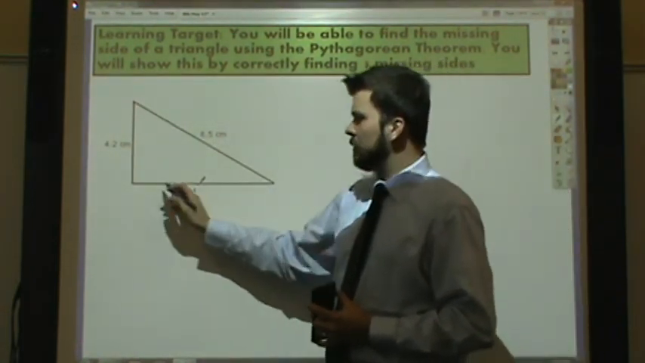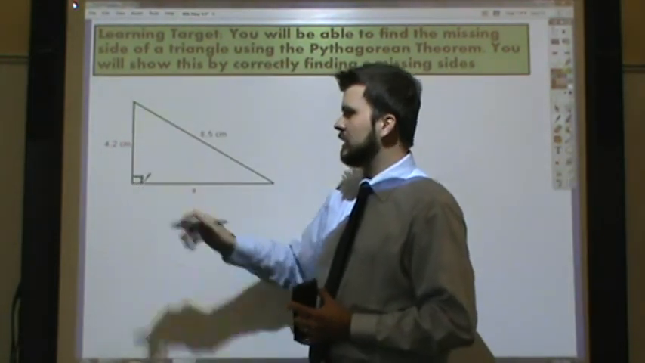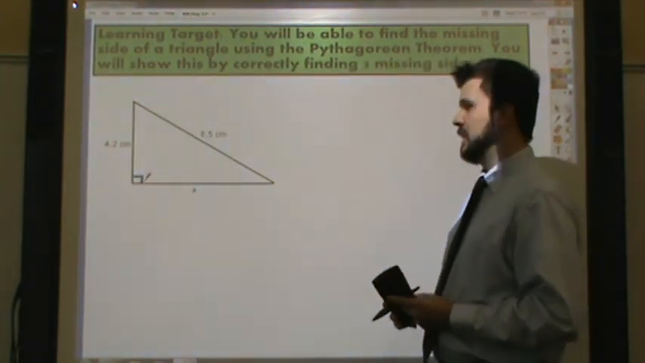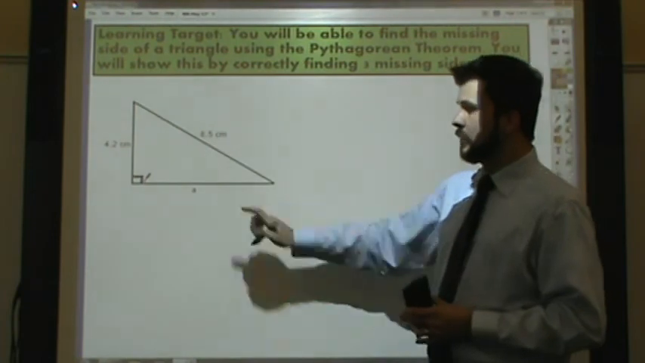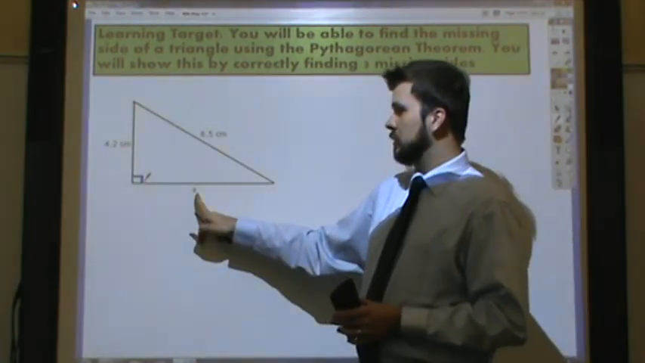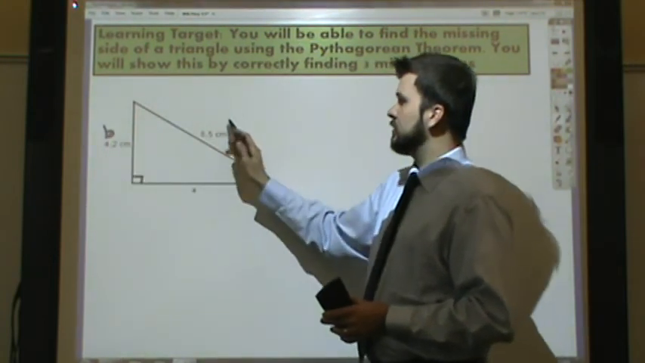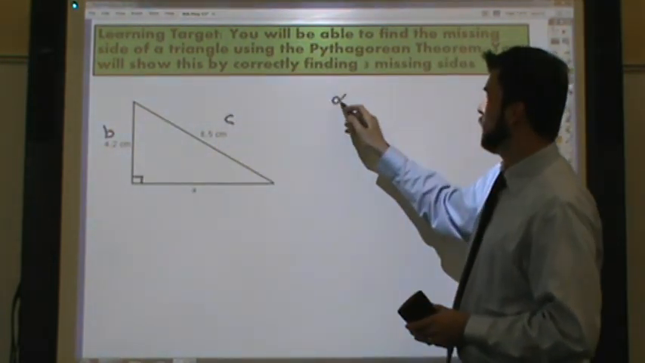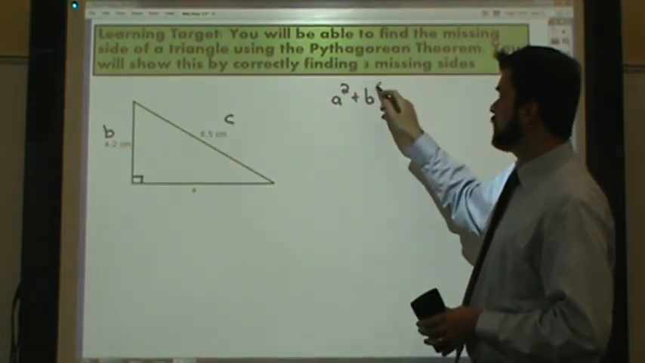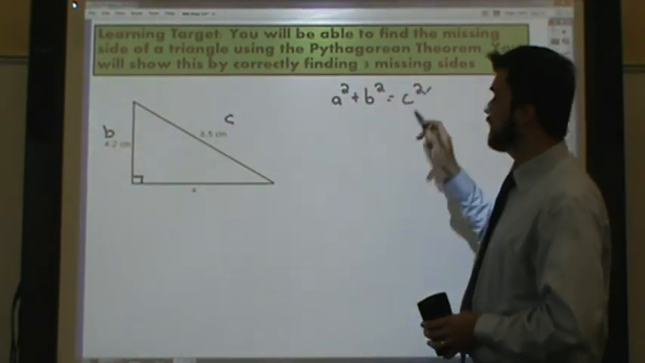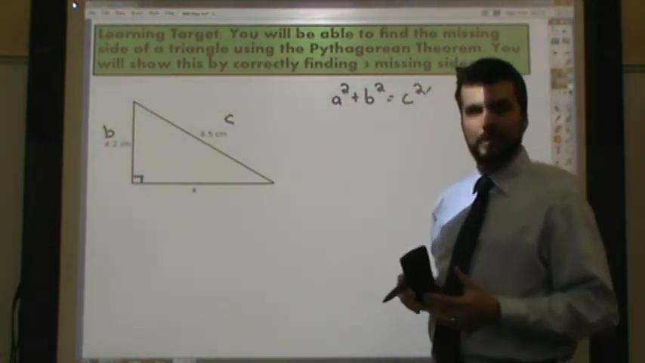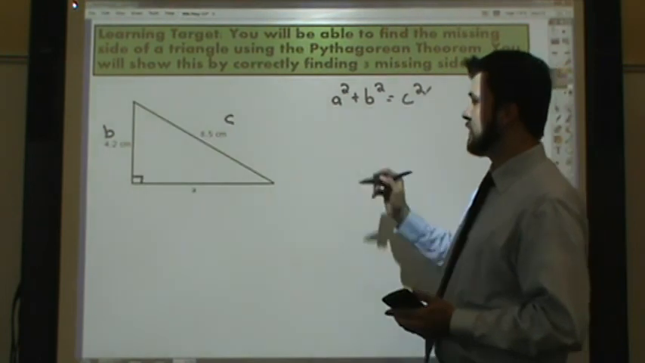I don't have the right angle, but I'm going to assume that this one over here is that square with the 90 degrees. And they did tell you they'd like this to be A. So that means that this one then has to be your B, and this one over here has to be your C. The process with the decimals is going to be exactly the same. It's just that it looks a little uglier with those decimals in there.